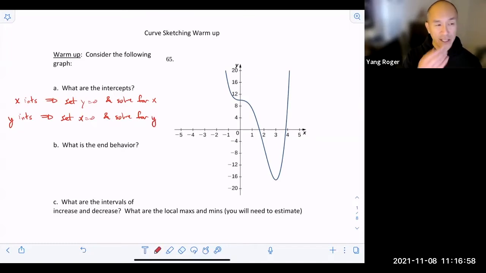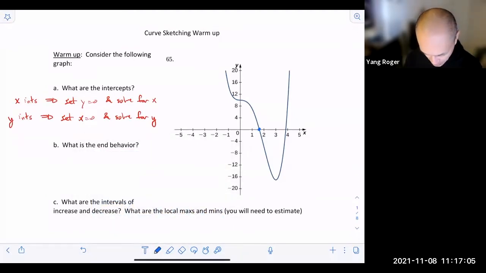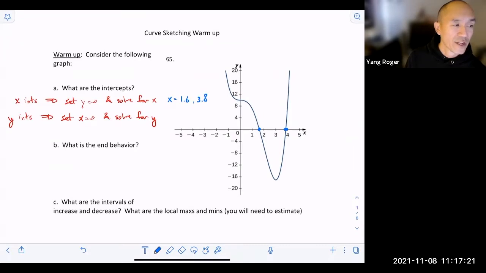Now we're just looking at this graph here. When I look at the X-intercepts for this graph, I can see there's one right there and there's one right there. So if I were to write down what those were, I would say X equal to 1.6 and X equal to 3.8. I just made up those numbers. I'm estimating. I can't really calculate it. I'm just looking at the picture. Are there any questions about them? The Y-intercept is right here. So the way I'd find that is I'd set X equal to 0 and solve for Y. It looks like Y is equal to 10.